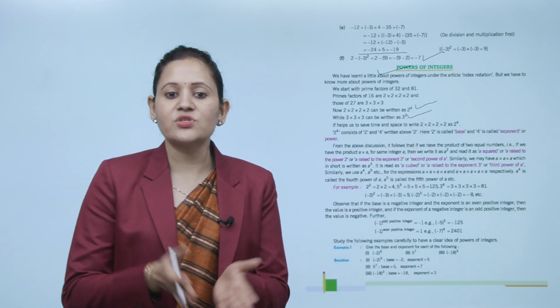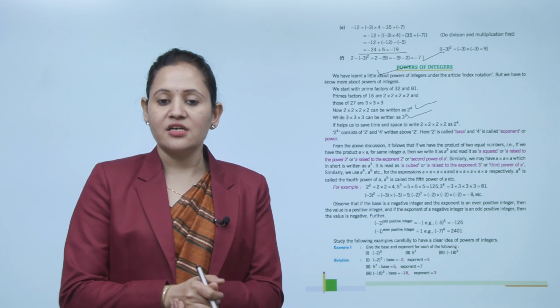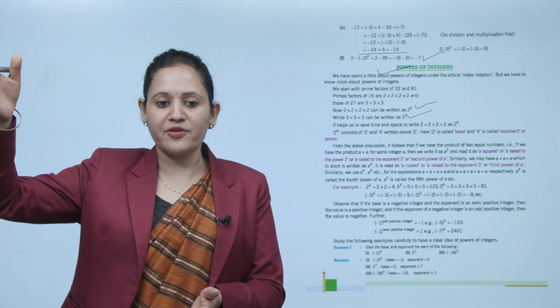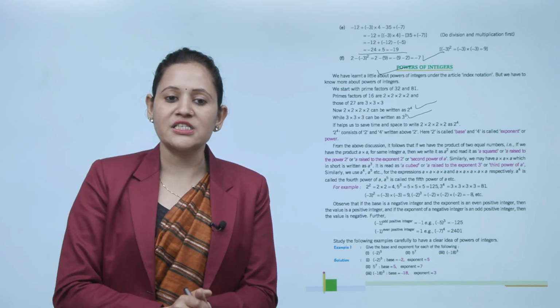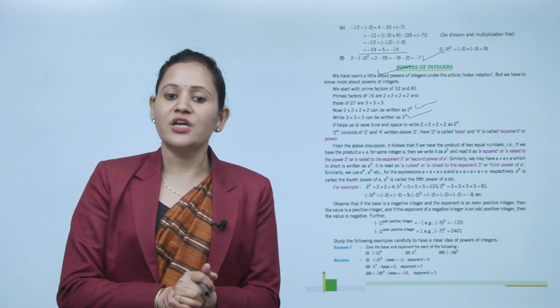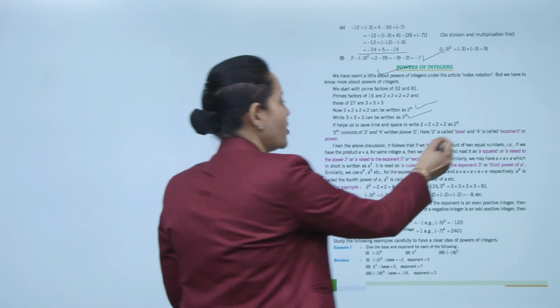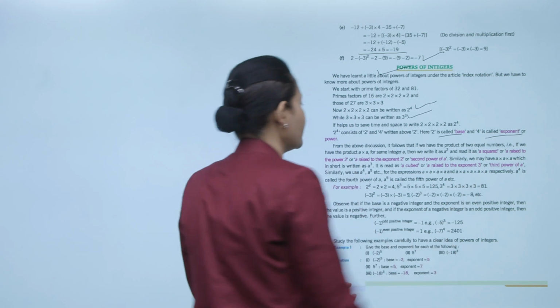It helps us to save time and space while writing. 2 into 2 into 2 into 2, 4 times, we can write it as 2 to the power 4. 2 to the power 4 consists of 2 and 4 written above 2. Here 2 is called the base. Base हो जाएगा 2, and 4 is called the exponent or the power.